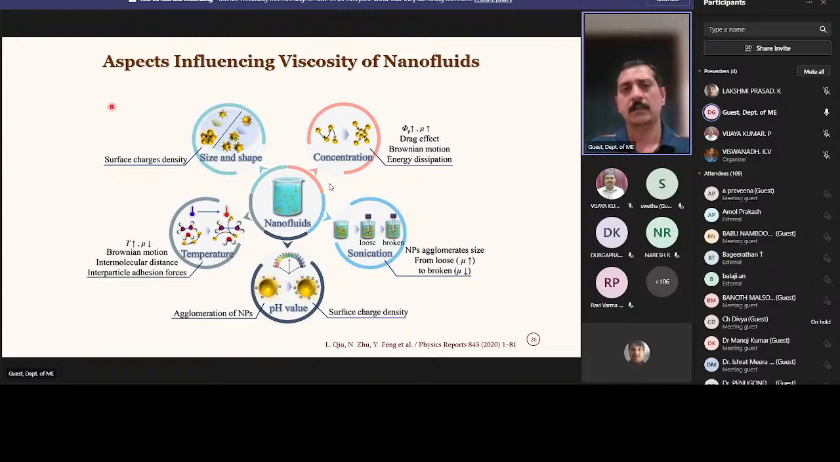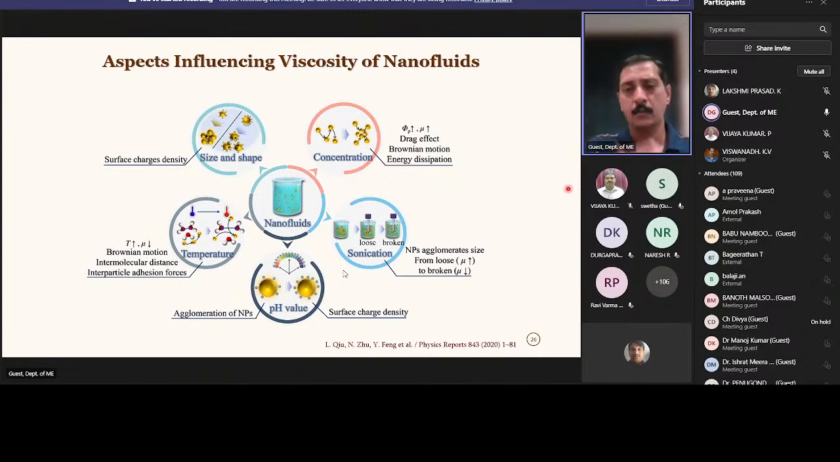And then the aspects which are influencing the viscosity of nanofluids. So where does this viscosity come into the picture? Whenever you add any foreign material into a pure liquid, you are going to increase the viscosity for sure, because you are adding many new ingredients into the base fluid, and you are going to see that the viscosity of the base fluid increases to some extent.